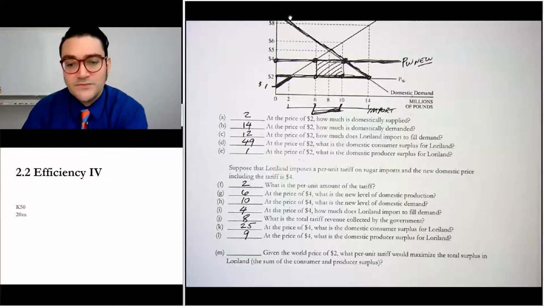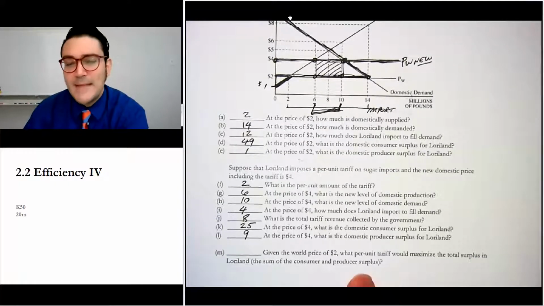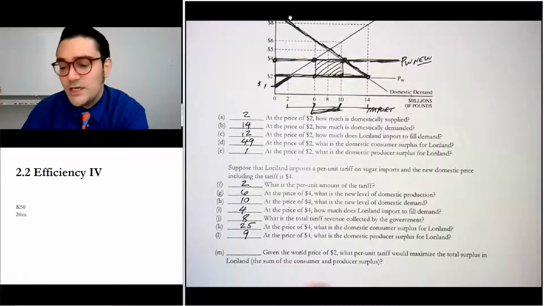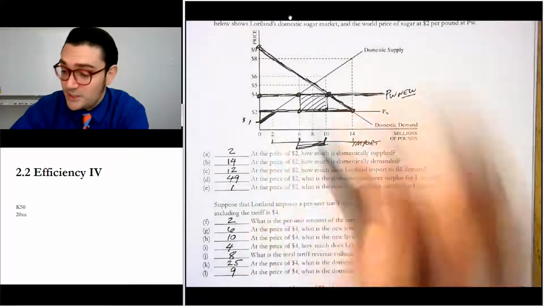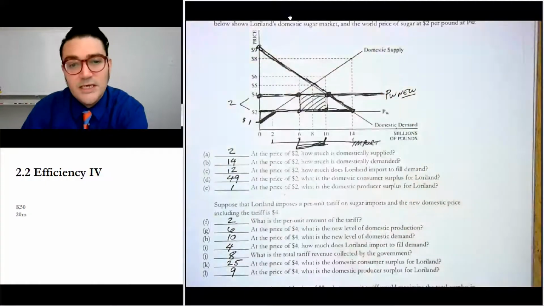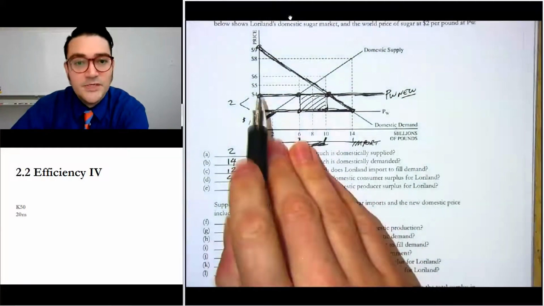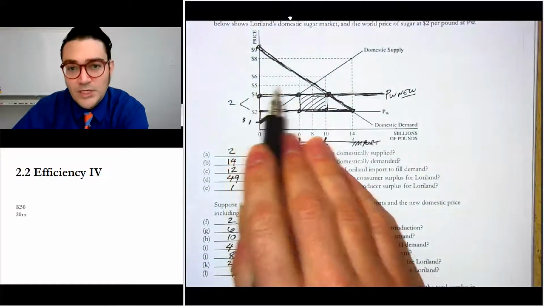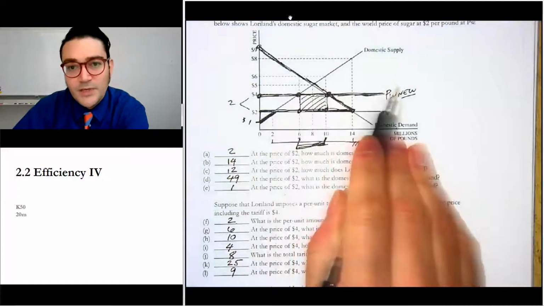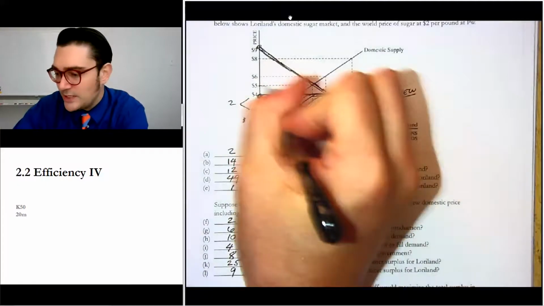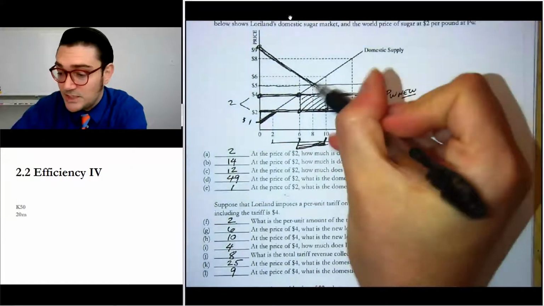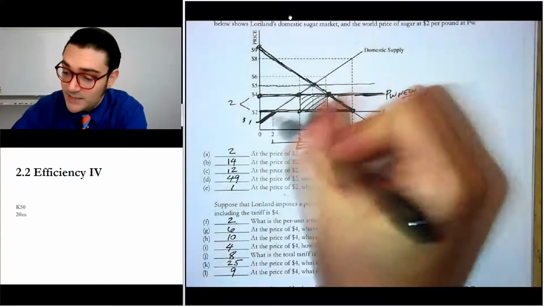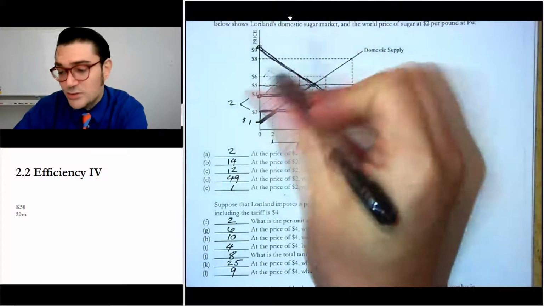Now, given the world price of $2, what's the tariff that would maximize the total surplus in Lorryland? This is a really tricky question. I want you to ponder it for a second, right? Imagine that instead of a $2 tariff, we had a $3 tariff, if PW new was way up here. If we set that new line up here, then they wouldn't import any at all, would they? Because the domestic supply would just equal the domestic demand. And so this amount would be the total surplus.